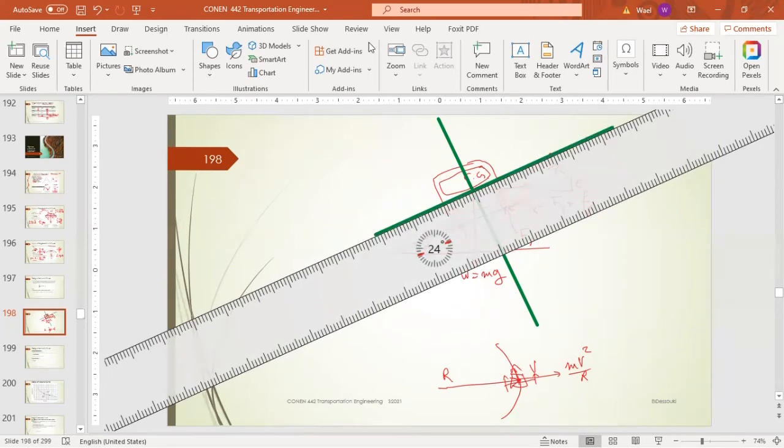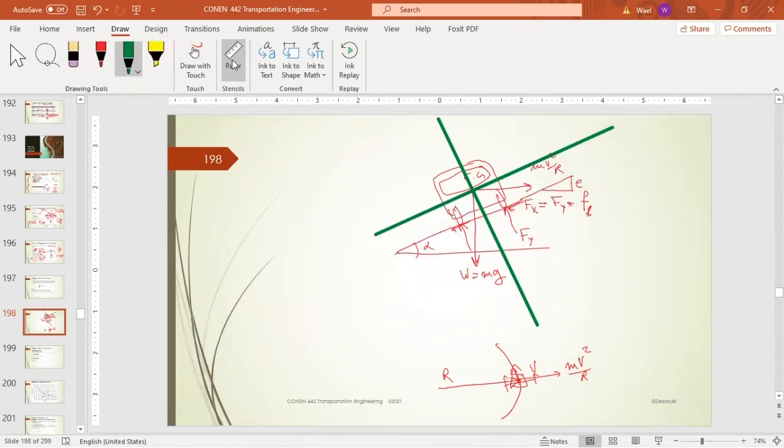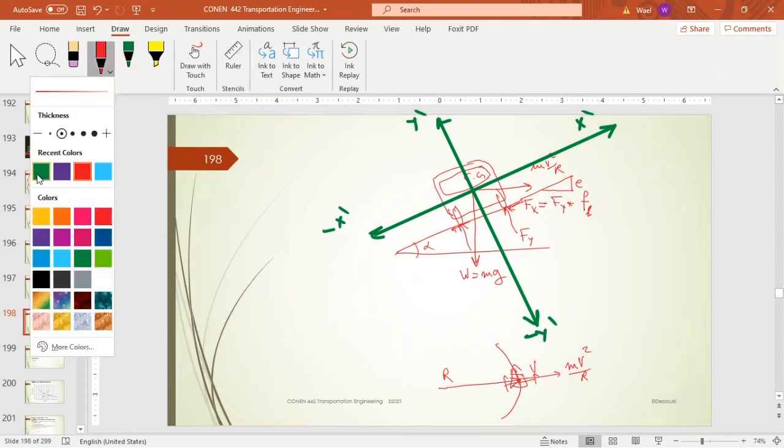Okay, this will be direction x dash, this will be y dash, and this will be minus x dash, this will be minus y dash. So let's go back. I'm going to change the color and put it blue.